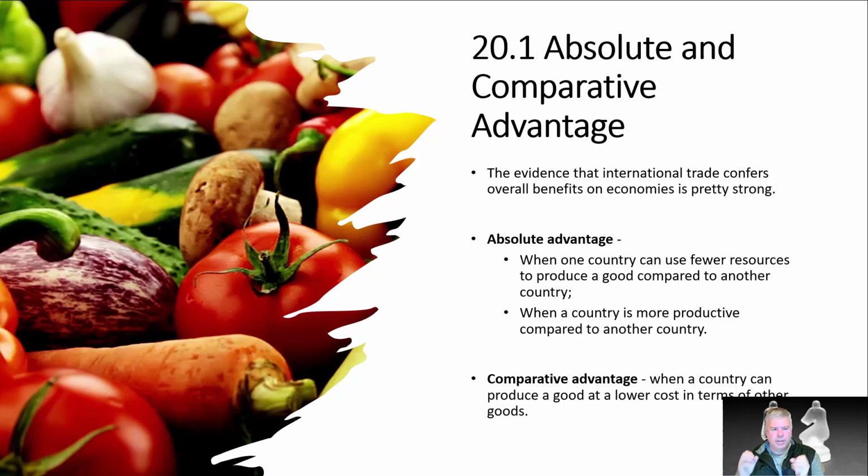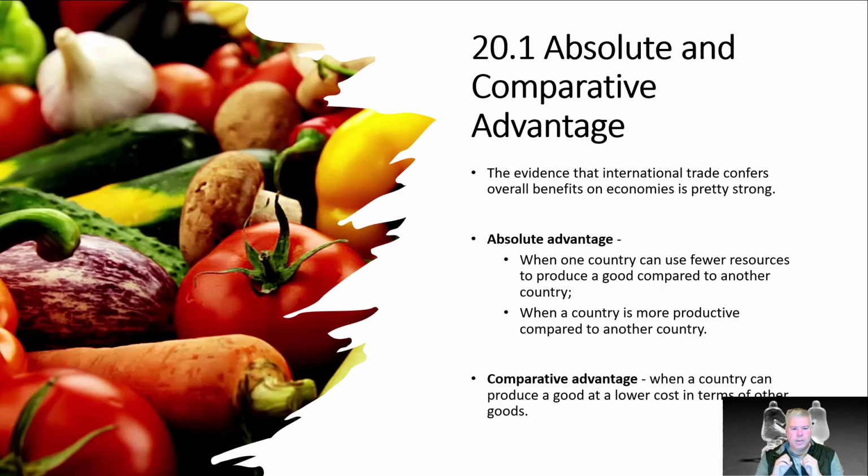But at the global level, at the national level, at the macroeconomic level, there's strong evidence that international trade conveys significant benefits. There are two types of advantage. The first is absolute advantage, where one country can use fewer resources to produce a good compared to another country, and where that country is more productive compared to another country. That's an absolute advantage. We're going to look at an example of absolute and comparative advantage in a moment.